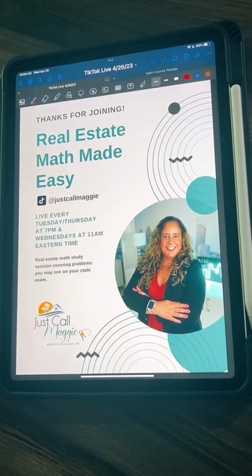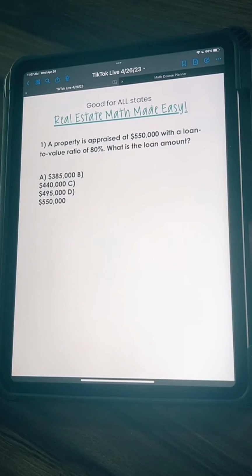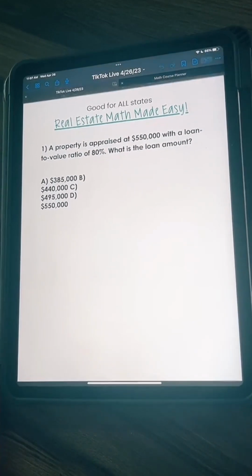Good morning, everybody. We are getting ready to do real estate math. They are similar questions to what you will be seeing on the state exam. Thank you all for being here. I appreciate it. Let's get started on this fun stuff.